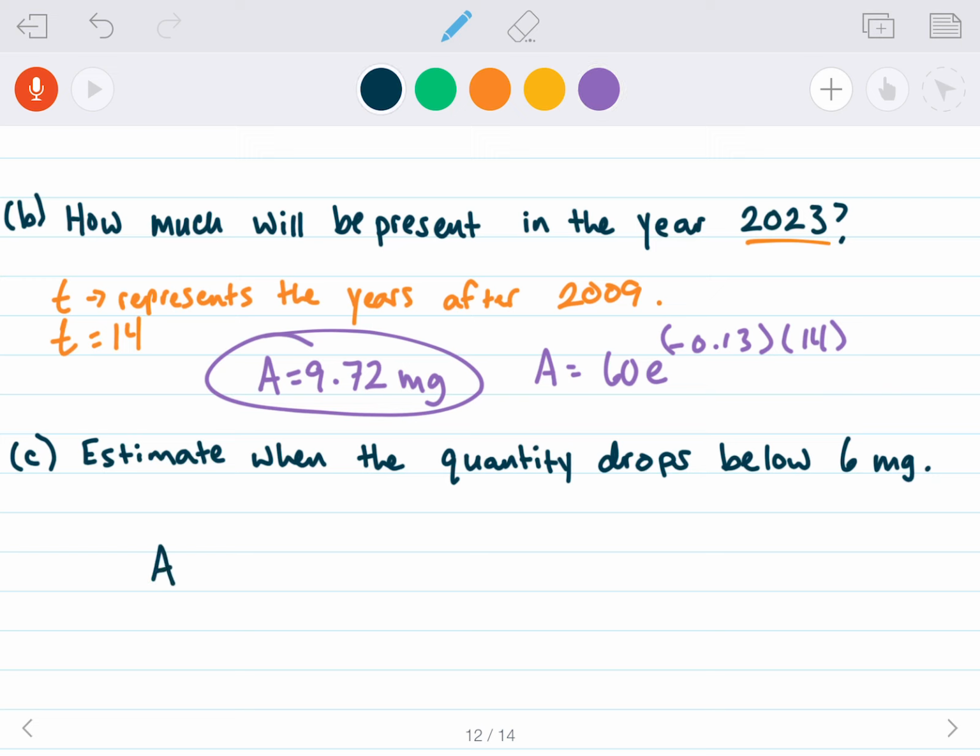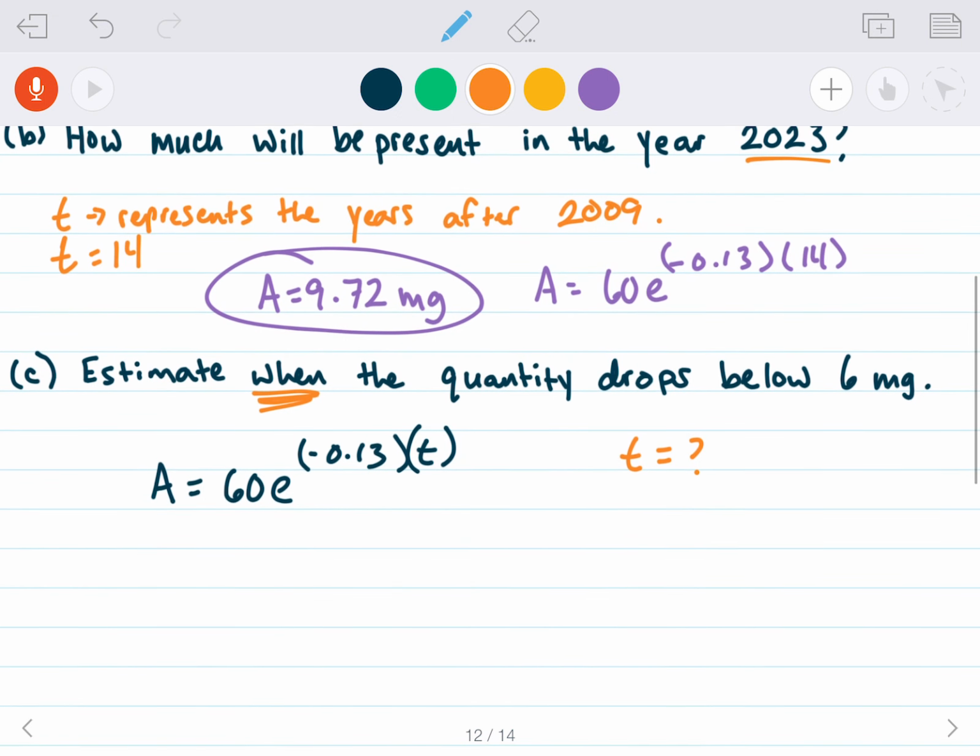So again, carrying this formula down, we have 60 e to the negative 0.13 times t. So that's our formula. And the question is, what's going in for our variables? Well, again, when it says when, that's a key that you're looking for t. It's a key word. So what is this going to be? Well, this has to be the amount that's present. So estimate, when the amount is 6 milligrams, what time does that occur? That's what you're trying to answer.